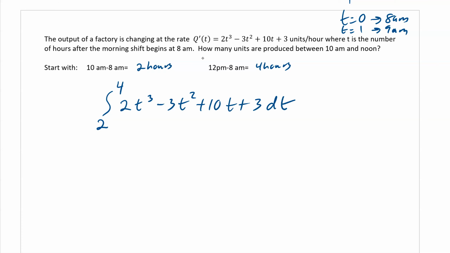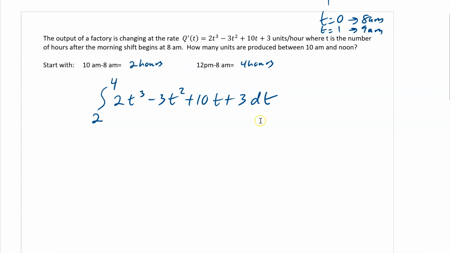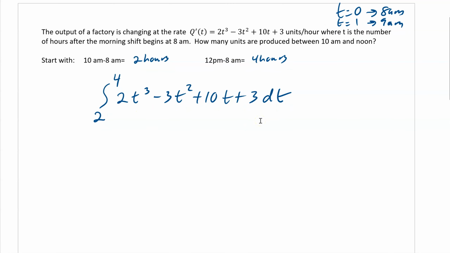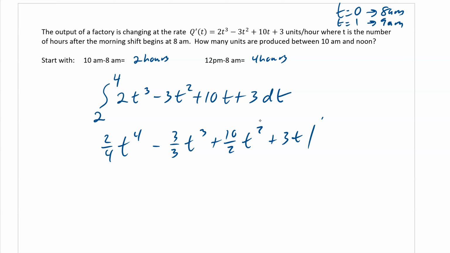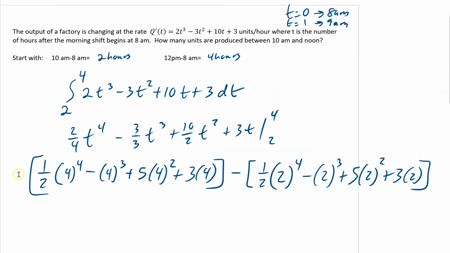With respect to time. So this is our net change. If we take the integral, we'll find out how many units are produced from 10 to noon. So we end up with 2 over 4 t to the 4th, minus 3 over 3 t cubed, plus 10 over 2 t squared, plus 3t, from 2 to 4. So plugging those in gives us this.